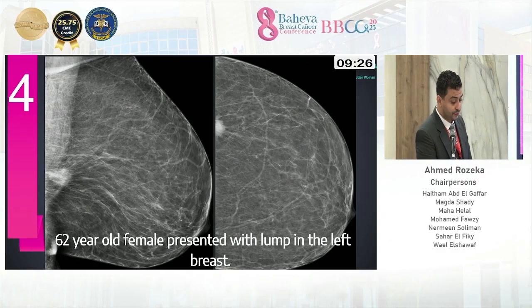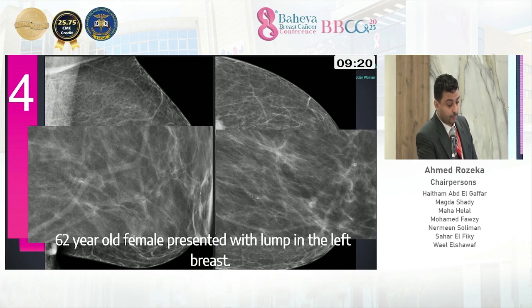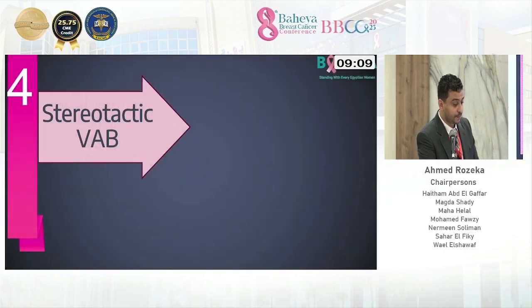This is a 62-year-old female patient that presented with a lump, as we can see, that's deeply seated in the left breast. But on further examination, she has a small area of very small, minimal sized calcifications that are seen anterior to the lesion. In this case, we went for stereotactic VAP right away. We didn't do true cut biopsy because of the small size.